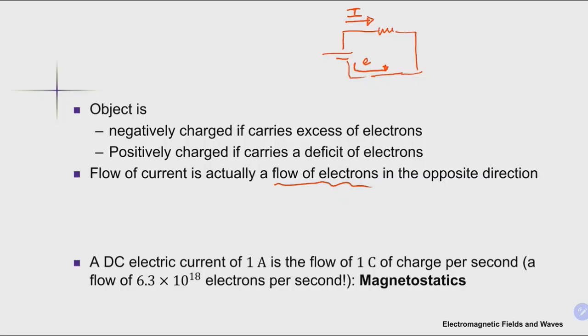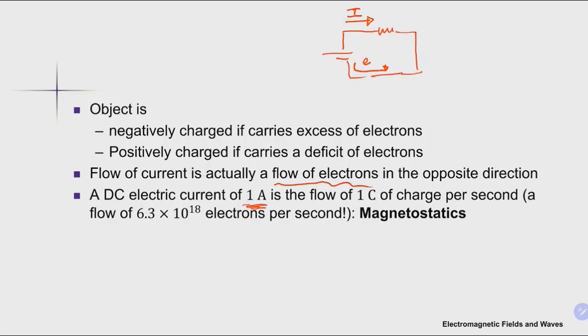A DC electric current of 1 ampere is the flow of 1 coulomb of charge per second. That is equivalent to 6.3 times 10 to the 18th electrons flowing per second. So 1 ampere is a rather large current in DC. In your lab, very seldom do you actually use 1 ampere in your circuits.